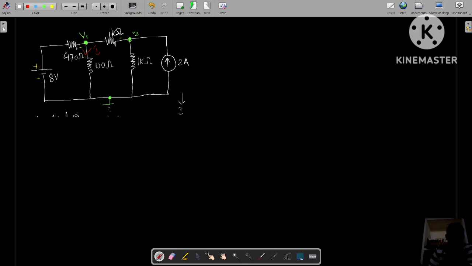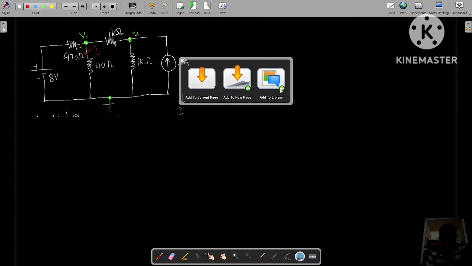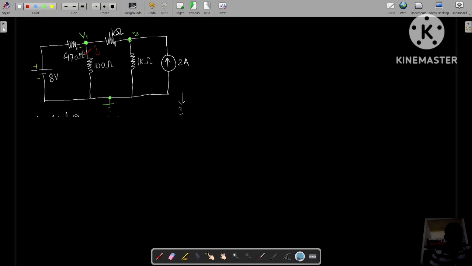How can we apply Thevenin's theorem? Thevenin's theorem is applied by opening these terminals. Okay, so let me open it and cut it. So this is the load resistance, right? That's why I am opening it and I am cutting it.